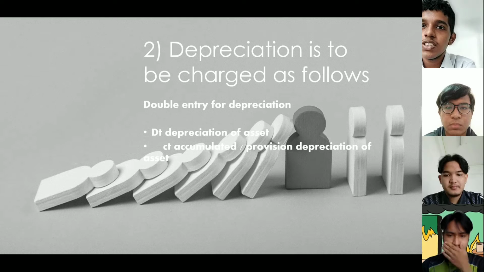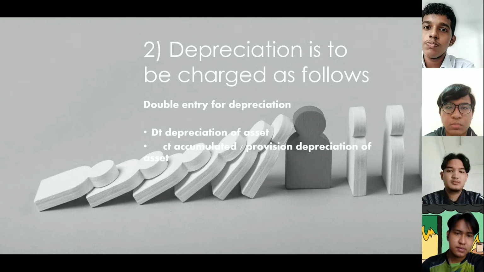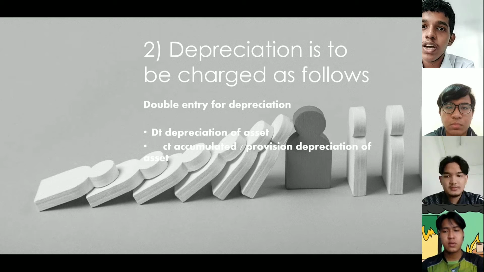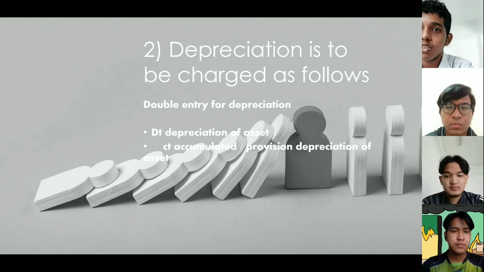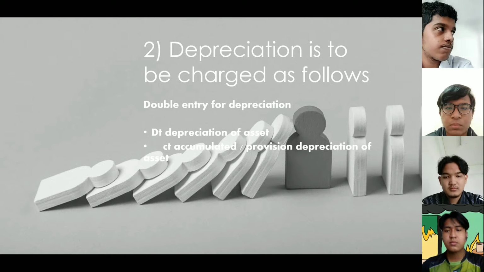So the second is depreciation to be charged as below. So before we start our depreciation, we have to know what to debit and what to credit. So we have to debit depreciation of assets and we have to credit accumulated or provision depreciation of assets.